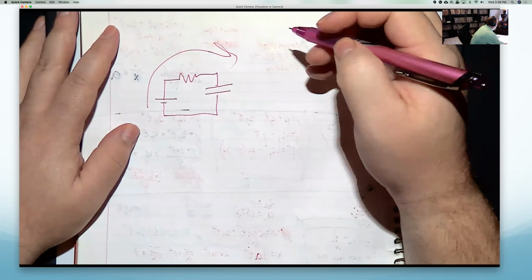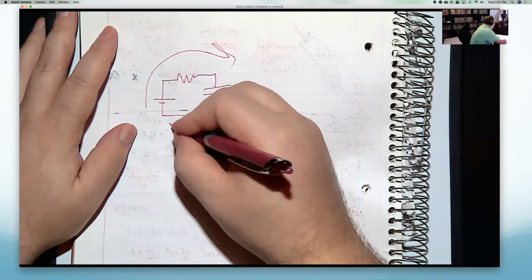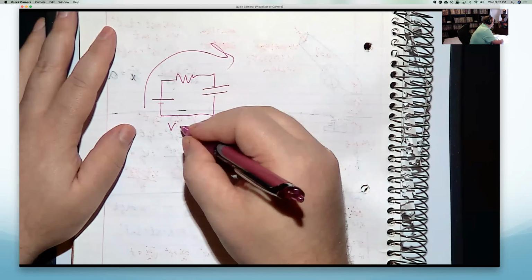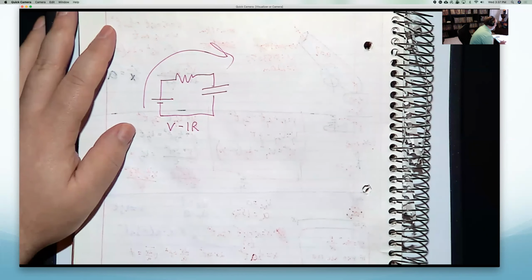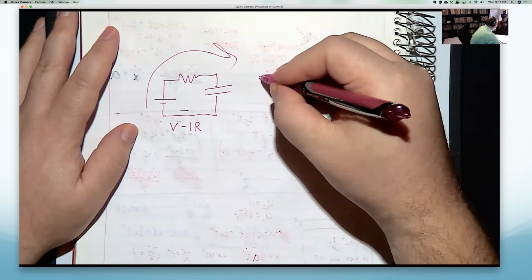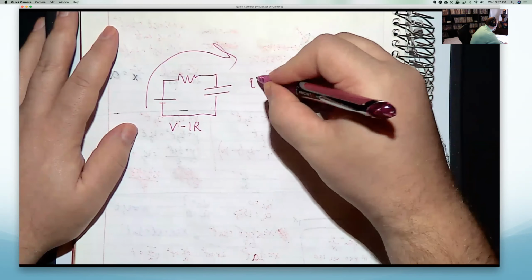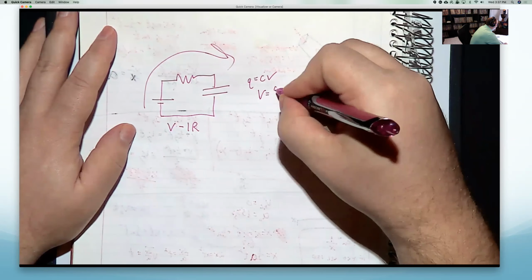If I try to do the Kirchhoff loop, I can say, okay, the battery adds a voltage V. The resistor drops a voltage of IR. But the capacitor, if I talk about the voltage drop of a capacitor, the only equation for voltage on a capacitor we have is Q equals CV. Therefore, the voltage drop is Q over C.